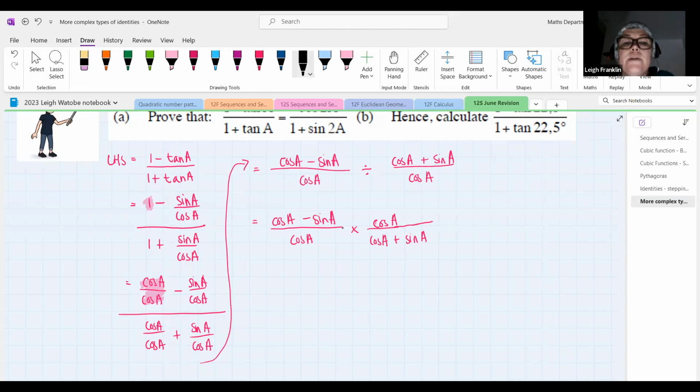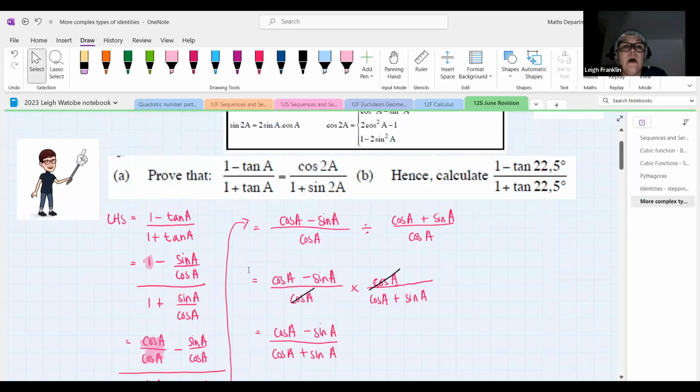Now I'm going to cancel cos A with cos A, and we're going to end up with cos A minus sine A over cos A plus sine A. Right, but I'm not finished. If I go back and have a look, I have not got what is on the right-hand side. On the right-hand side, I've got cos 2A over 1 plus sine 2A.